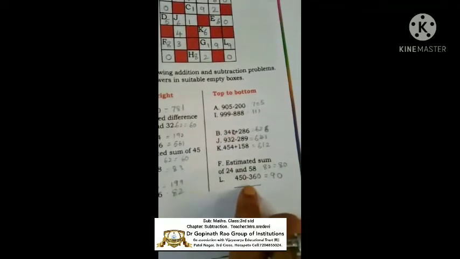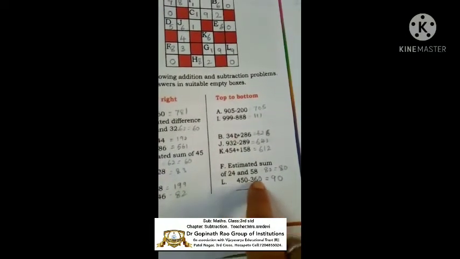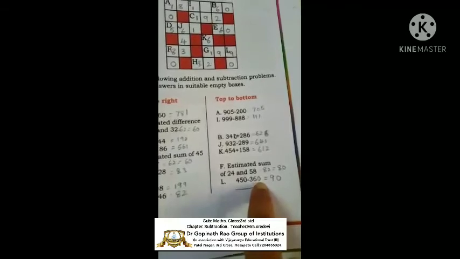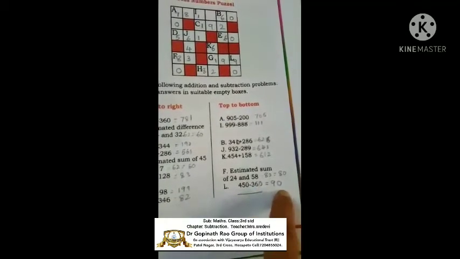Okay. And here also, it is 450 minus 360, a 0 is missing, children. So write down 0 here. So the answer comes to 90.